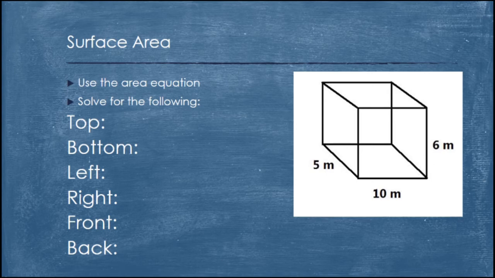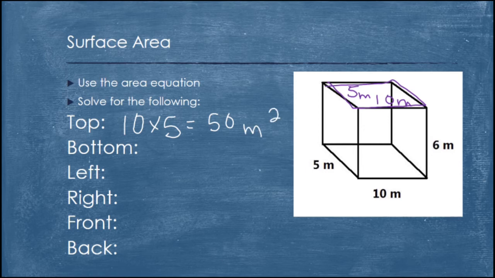Our top is this part right here. So we have to find the length and the width of that top. We know that our opposite side is 10 meters, so this side length is 10 meters. And our diagonal right here is going to be 5 meters. When we multiply the top together, 10 times 5 is going to equal 50 meters squared.